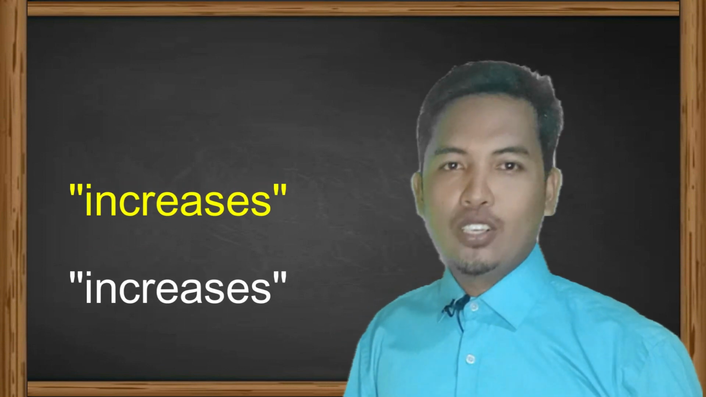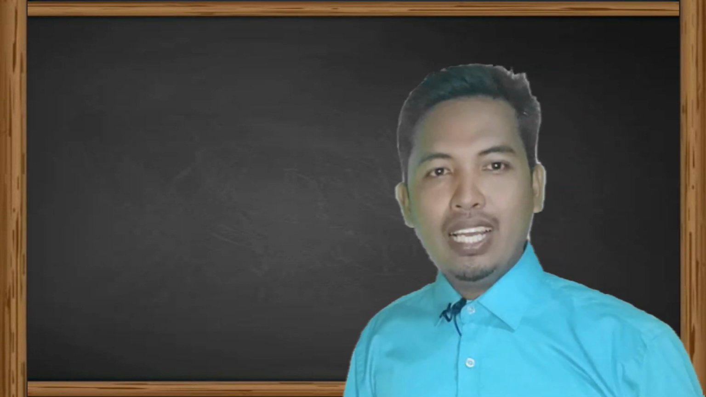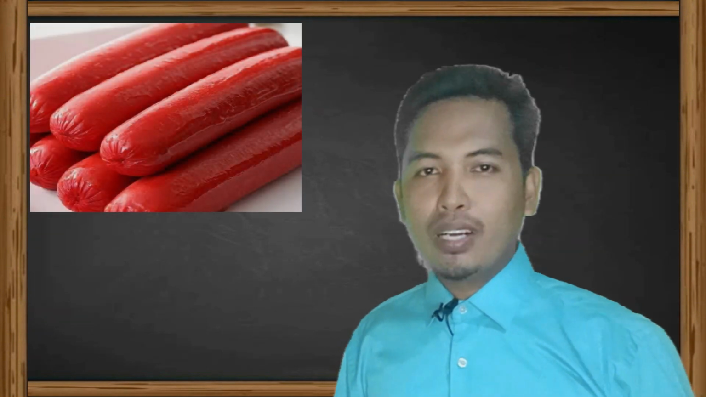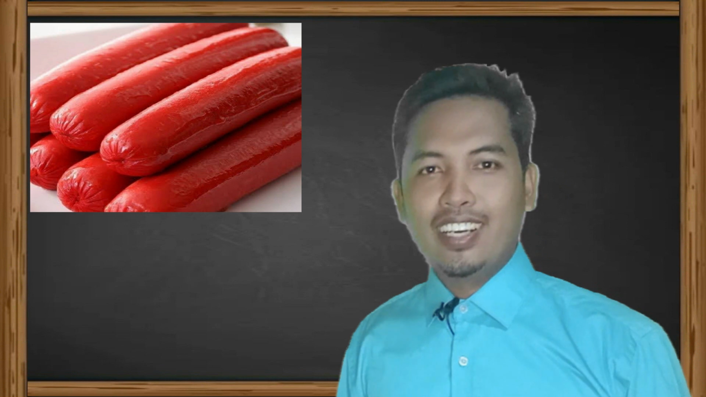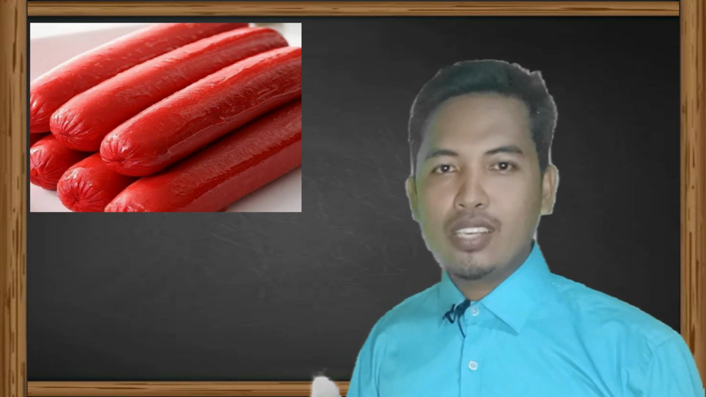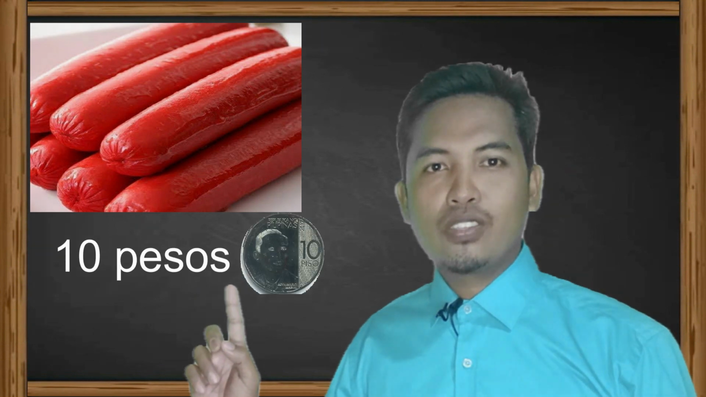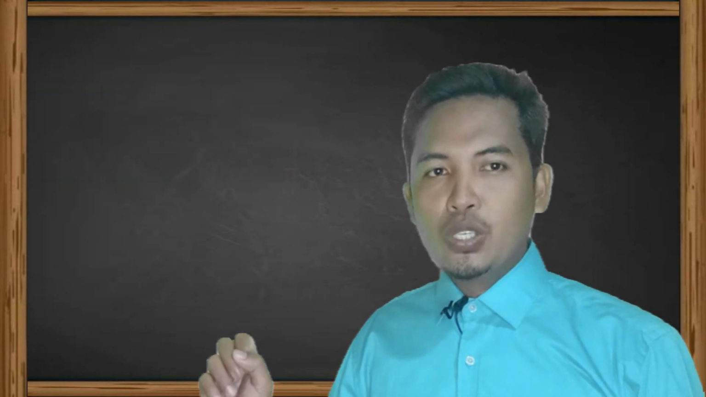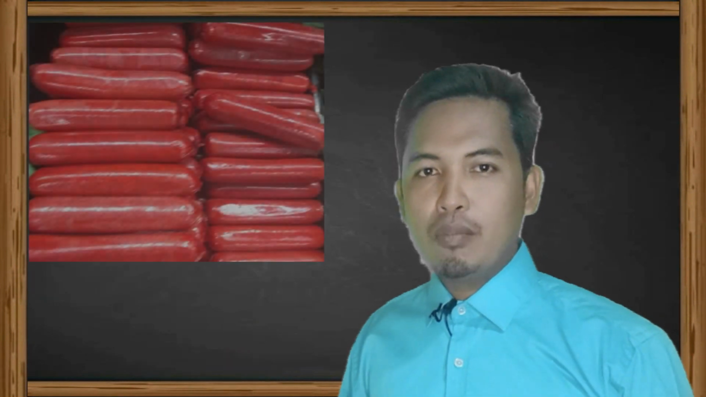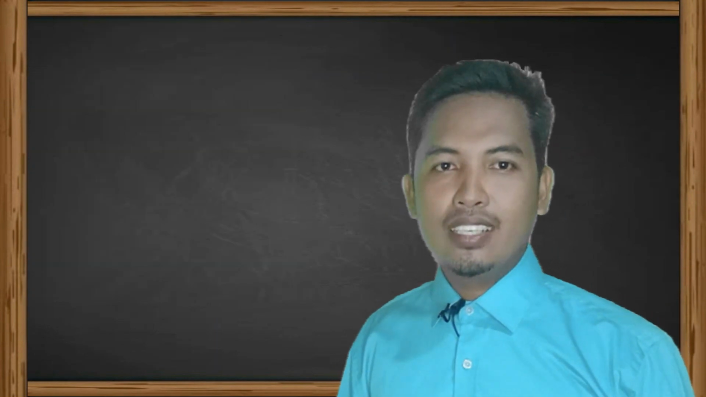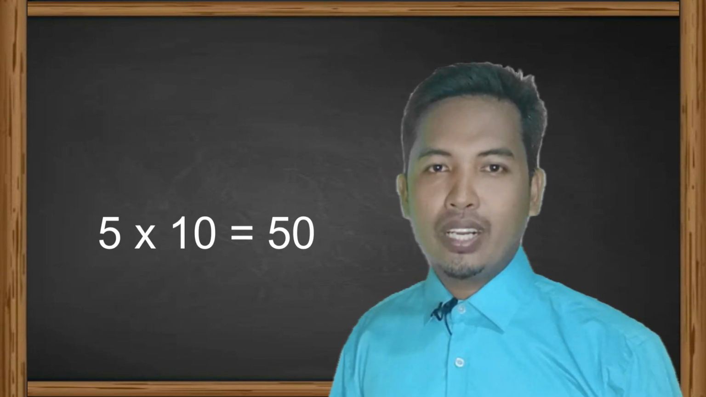So paano yun? Let's say for example, bibili ka ng hotdog. So magkano ang presyo ng hotdog? Ayan, let's say for example, ang piraso ng hotdog ay 10 pesos. So ngayon, mas marami ang bibilin mo, mas malaki yung babayaran mo. Okay, let's say for example, bumili ka ng 5, so babayad ka ng 50. So that is direct variation.